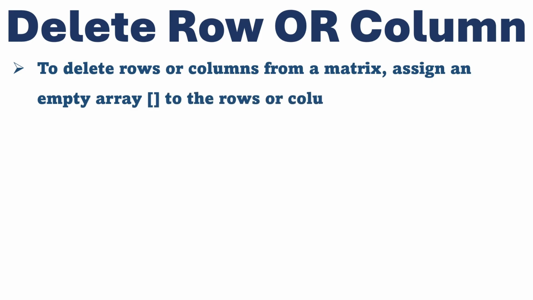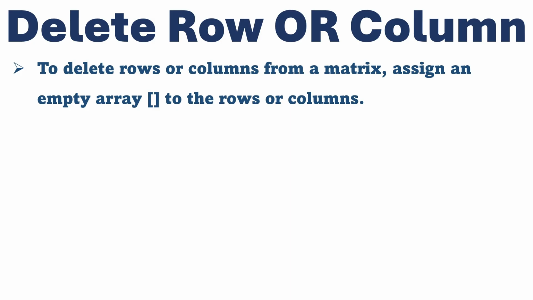Now the interesting topic on this MATLAB matrix is to delete a row or column from a matrix. To delete a row or columns from a matrix in MATLAB, you assign an empty array. We just have to use square braces and pass nothing over, that means the empty array, to the rows or columns you want to remove. You use the standard matrix indexing to specify the elements to be deleted.